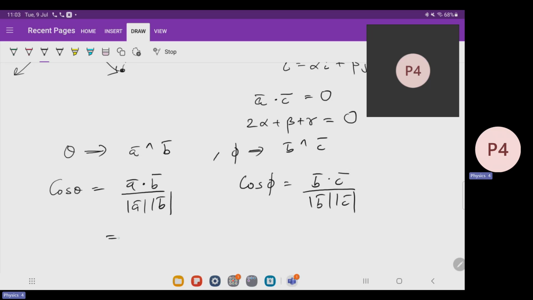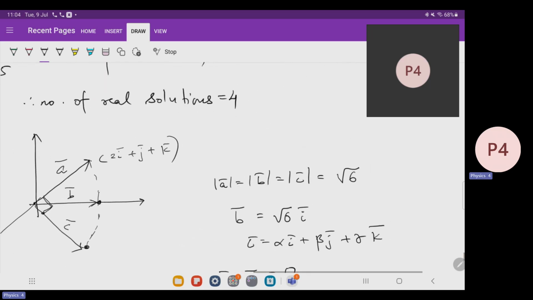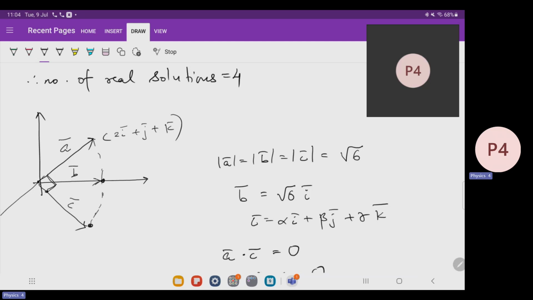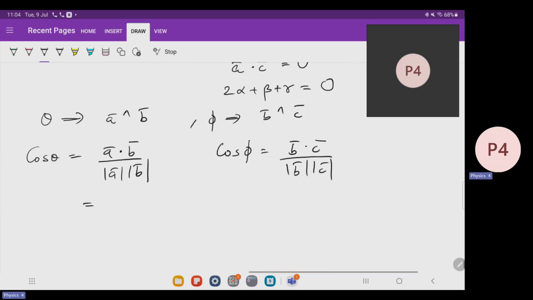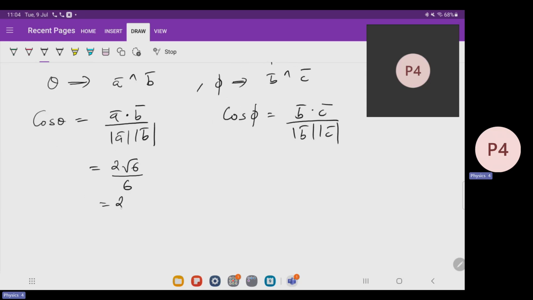Now this is A dot B. We can find A dot B. We have vector A and we have vector B. So A dot B would be 2 root 6. Magnitude of A into magnitude of B, both are root 6, so this will be 6. So this is simply 2 by root 6.